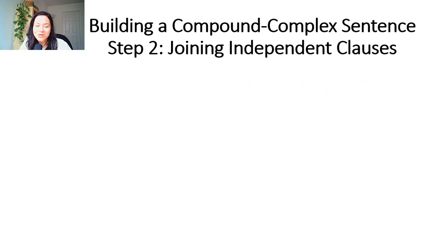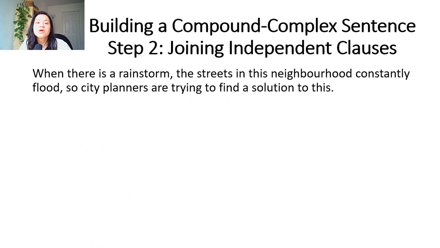Now let's join these two sentences together. How do we join them? Well, there are a few ways. We can join them the same way we join two independent clauses in a compound sentence, using a comma and a coordinating conjunction. When there is a rainstorm, the streets in this neighborhood constantly flood. So, city planners are trying to find a solution to this.